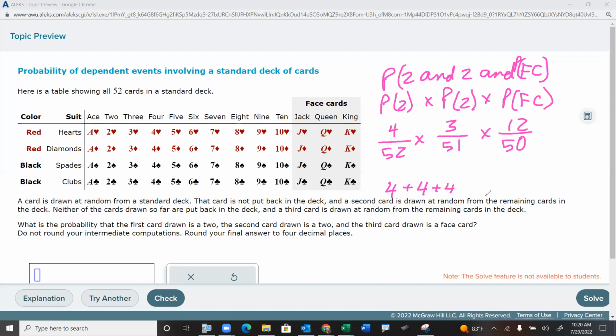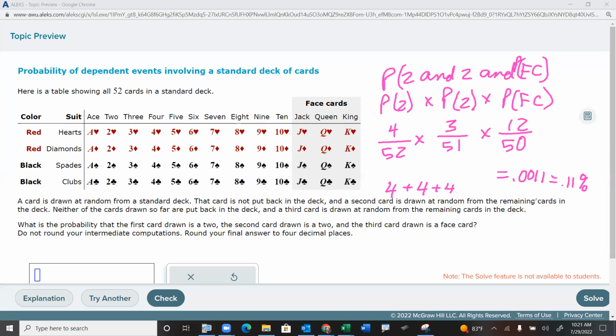Okay, so let's see. Again, it's not a very high probability, just like we would expect. So we'll get 0.0011, which if you wrote it as a percent would be 0.11%. That's like 1/9 of 1%.